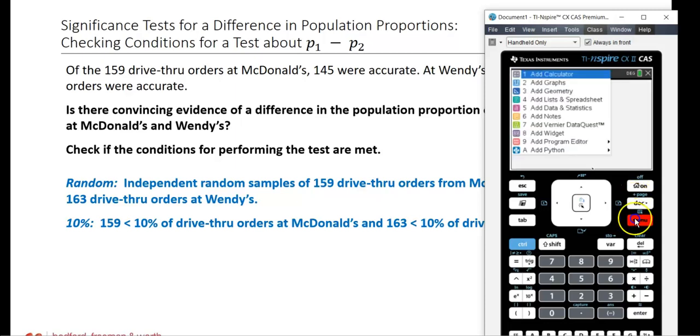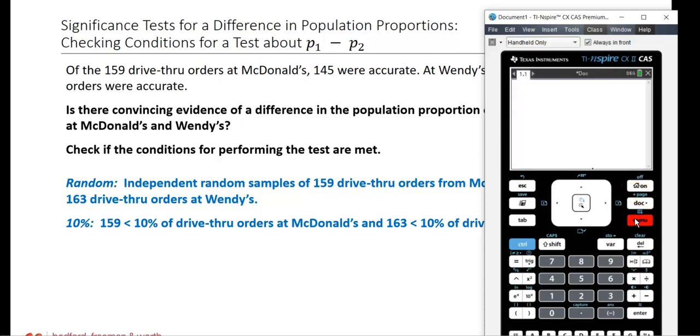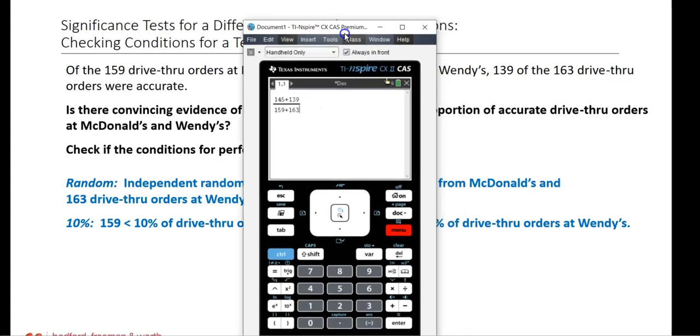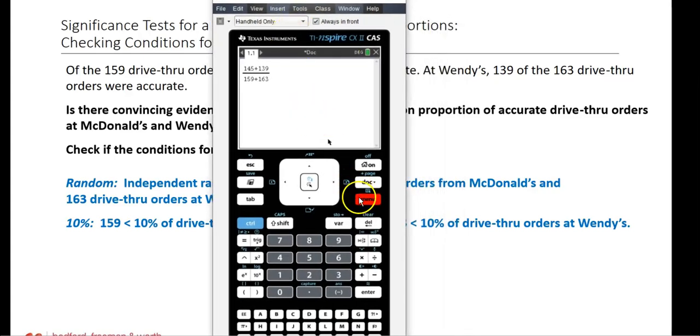So let me choose a calculator page, do a fraction. The successes were 145. I think at Wendy's it was 139 from memory. And then 159 was the sample size, and then 163, I believe. Let's just double check those last two numbers. Yeah, okay. If we do that, I'm going to put a decimal so I get a decimal there, 0.882. So we get 0.882, which is p hat combined.